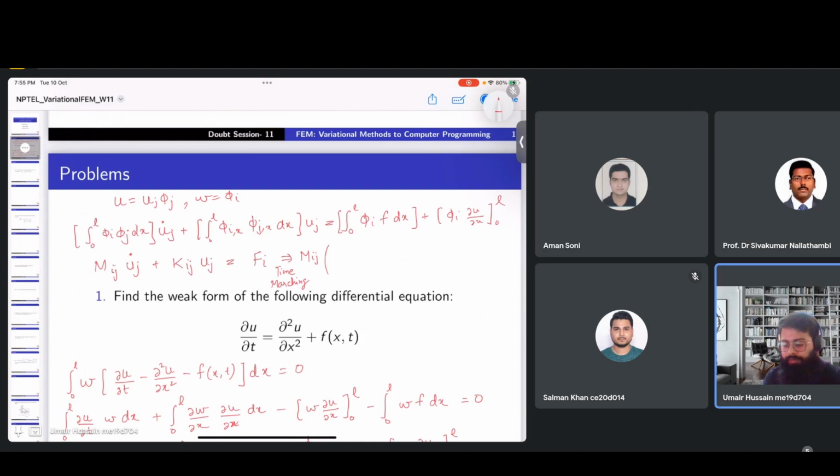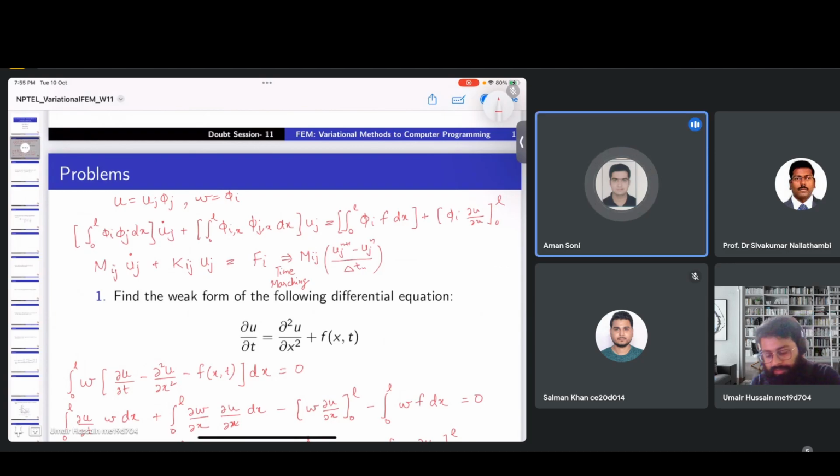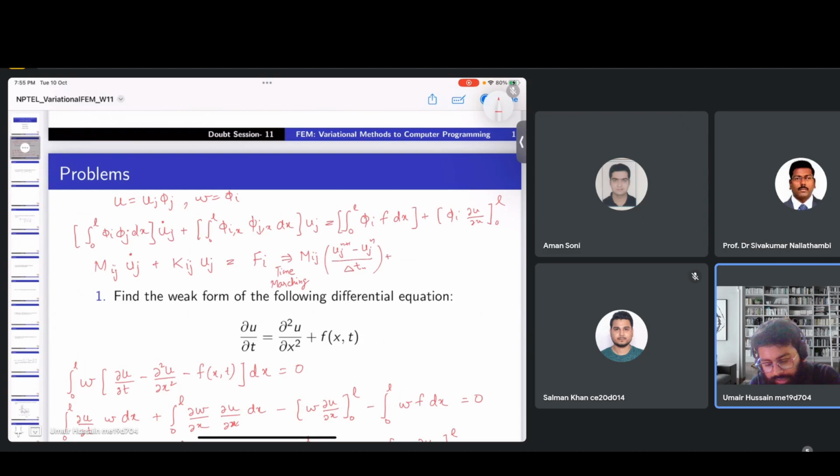So for the derivative term, we used to write (u^(n+1) - u^n) upon delta t, isn't it? So the derivative basically means, in crude form, the value at the next step minus the current step divided by the time difference. So this can be approximated like this. And k_ij is again constant. Then u_j can be written as mu times u_j^(n+1) plus (1 minus mu) times u_j^n.